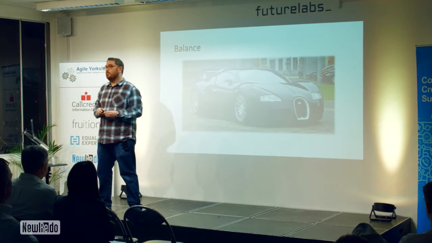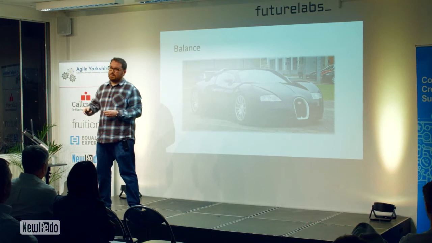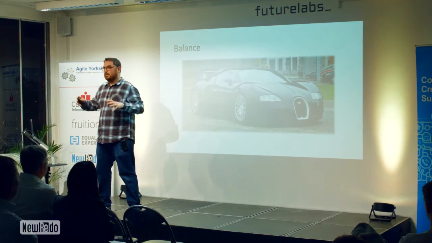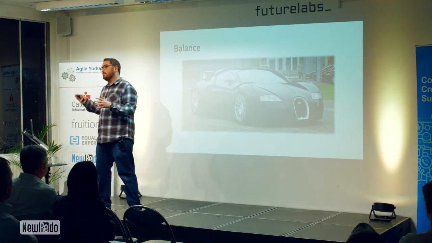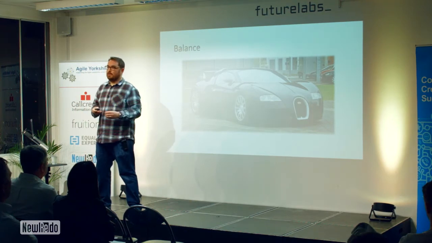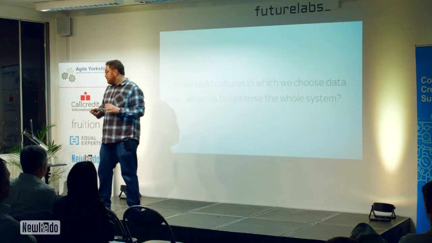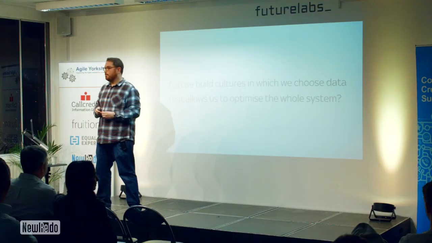This will go faster than any Formula One car in a straight line, but it's optimized to go as fast as it can in a straight line. It's not optimized for balance, as a Formula One car has to balance top speed with the speed that it can go around corners. So aerodynamics, mechanical grip, weight, all of these things have to go into the equation. So can we build cultures where we choose data that allows us to optimize the whole system, not just a small part of it, like straight line speed with a Bugatti Veyron?